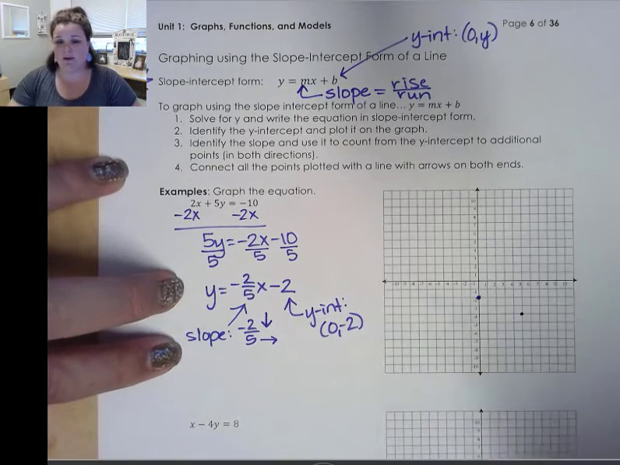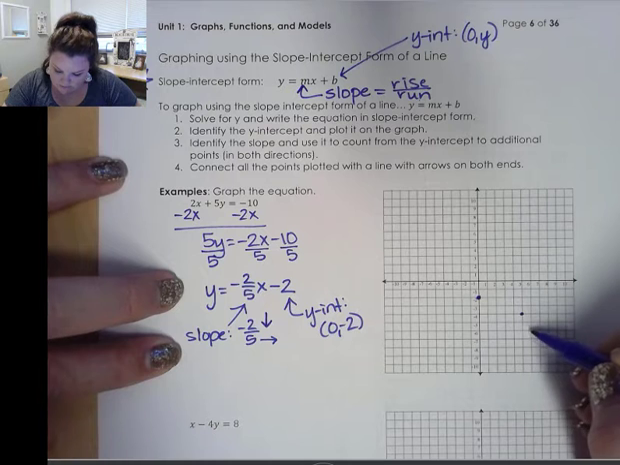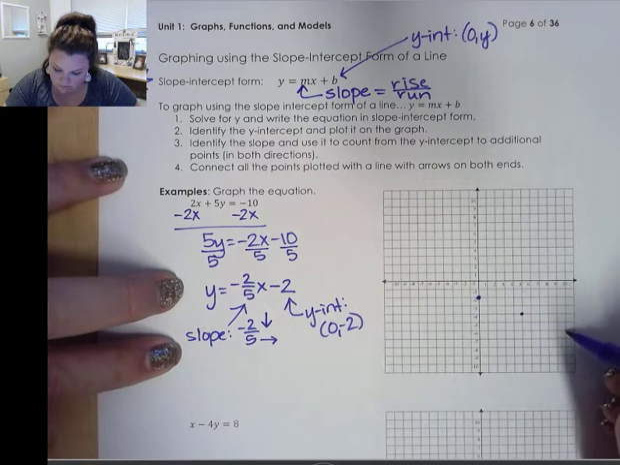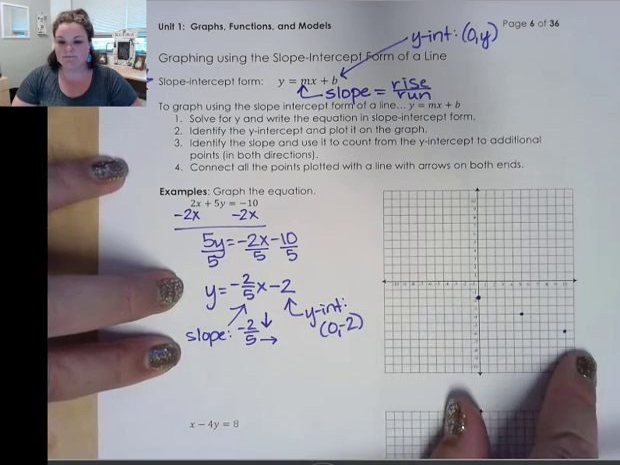And then I can keep going. I like to have at least 3 points. So down 2, 1, 2, forwards 5, 1, 2, 3, 4, 5. Okay. As long as you have at least 3 points, you should get a good line.